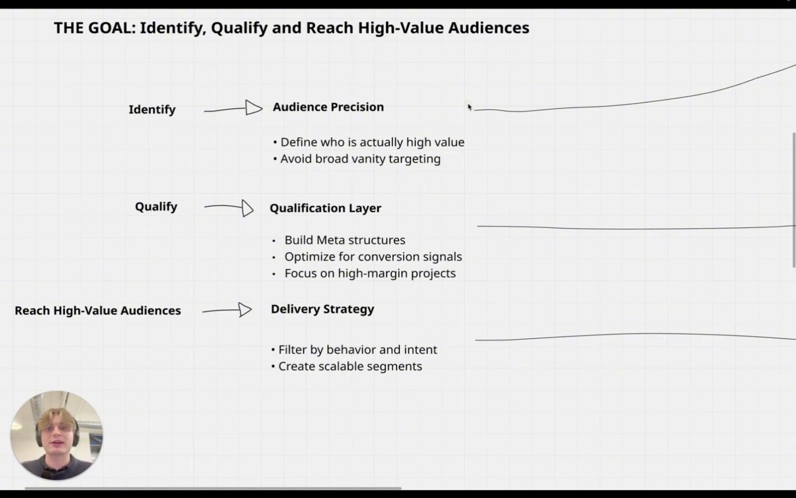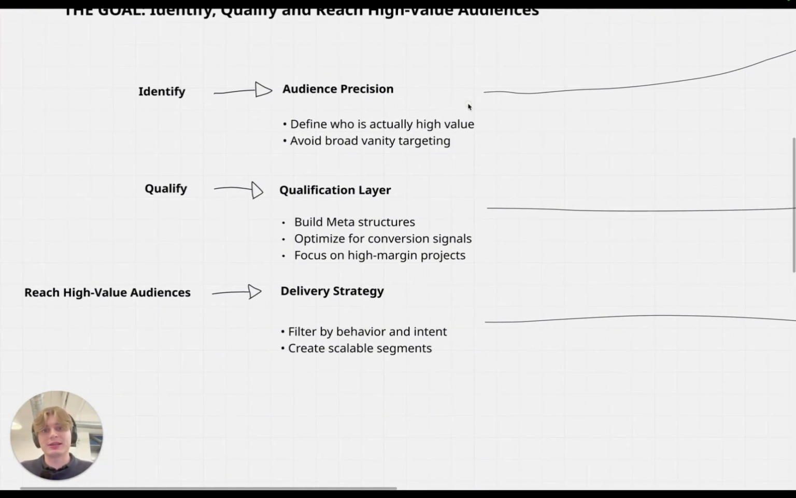So this is where you're going to filter them out so they don't come in as an actual lead. You only want the right people coming in, because Meta will optimize on the leads that come in through your ad. And if you make sure that only the high quality leads come in, your campaign is going to optimize on that. So we're going to do this by building the Meta structures and optimizing for conversion signals.